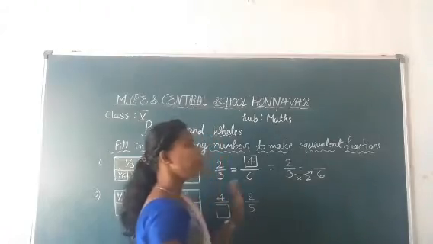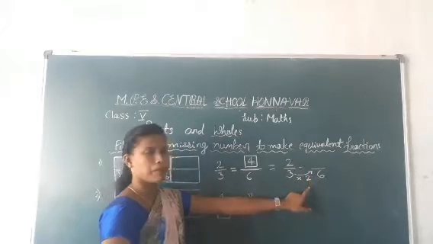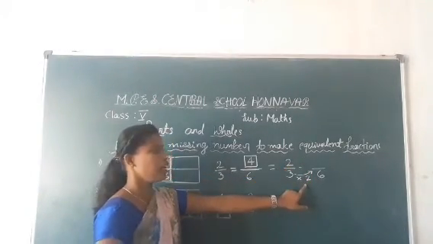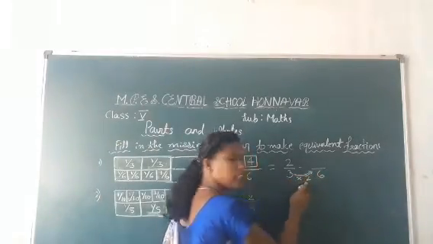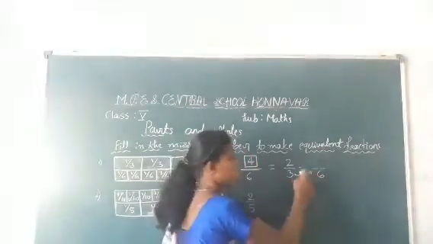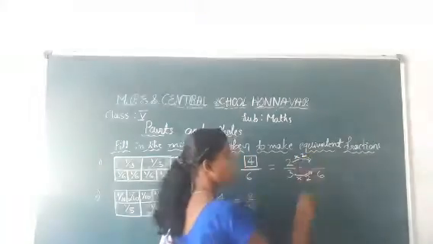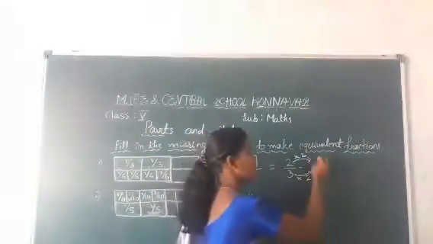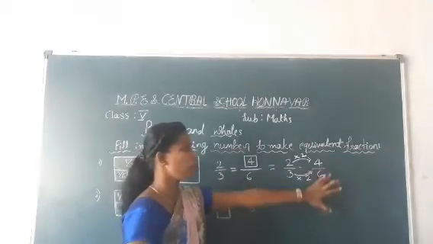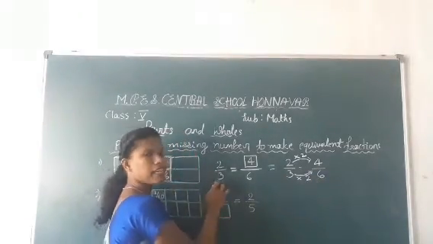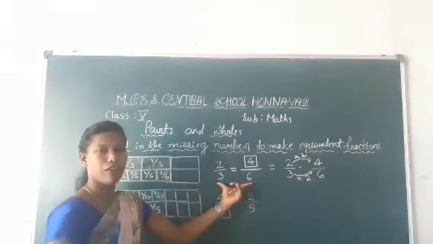We know that for an equivalent fraction, we multiply the same number in the numerator and also in the denominator. So if you multiply by 2 in the denominator, like that we multiply by 2 in the numerator also, and we get 4. In this method also we get 4 by 6. Now 2 by 3 is equal to 4 by 6. These are the equivalent fractions.